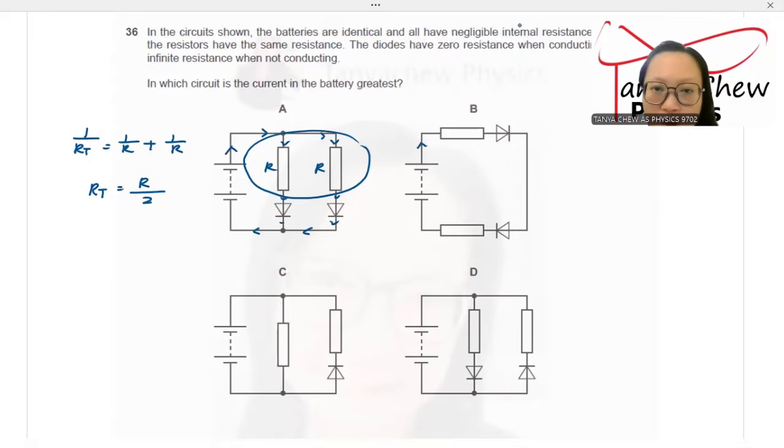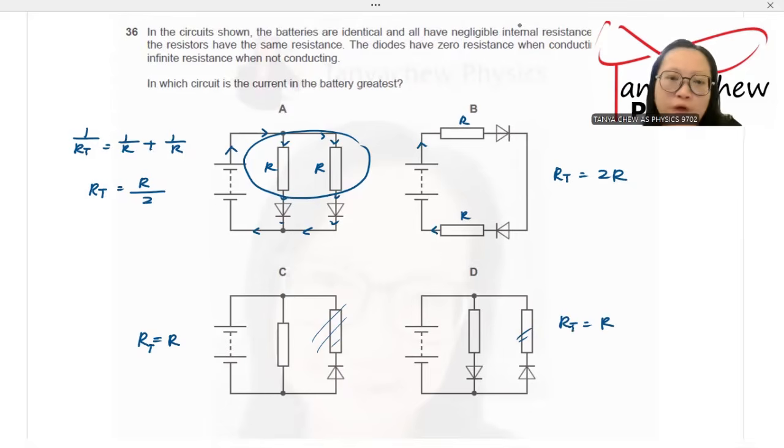What about B? Okay, B, this is forward bias and this is also forward bias, R and R. So the total resistance will be 2R. What about C? C, this is reverse bias, no current flows through this. So the total resistance is just R. D, forward bias and reverse. So the total resistance is R.